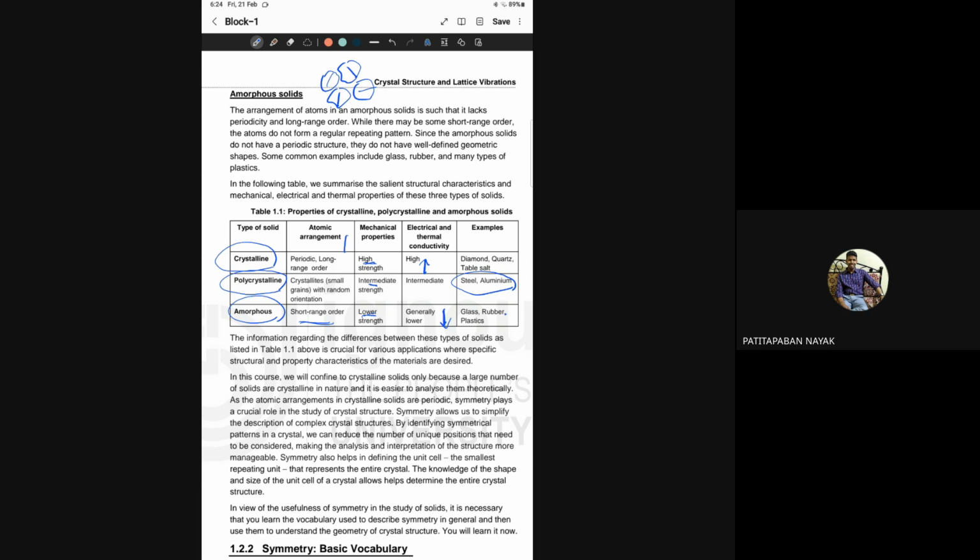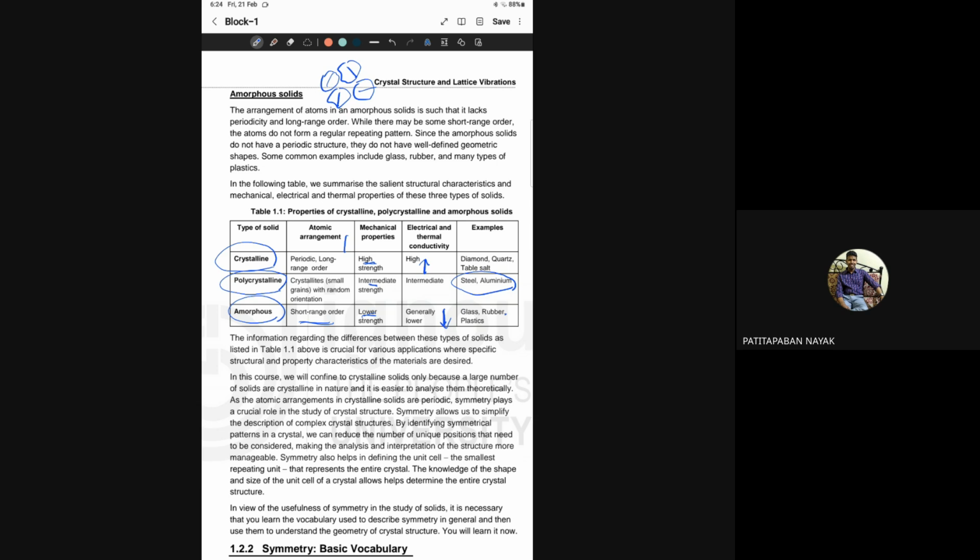Is this part clear to everybody? Yes, sir. Okay. Sir, but diamonds do not have good electrical conductivity. They are insulators. Yes.